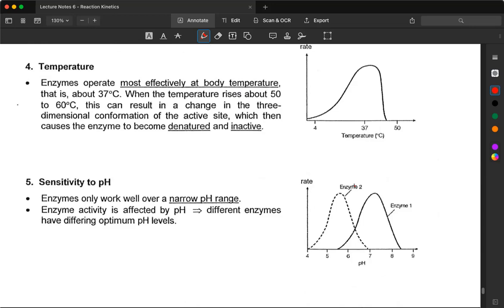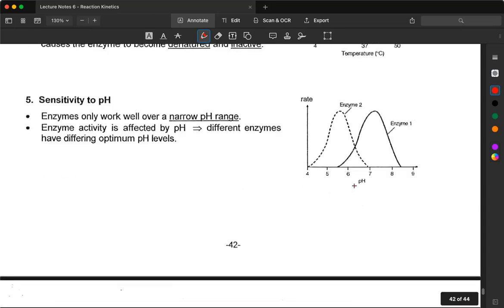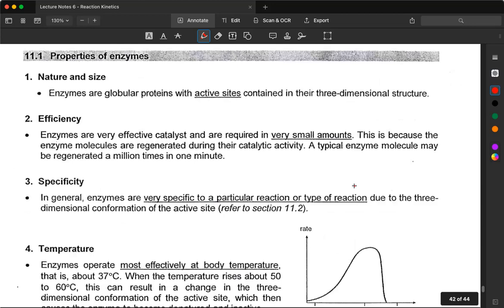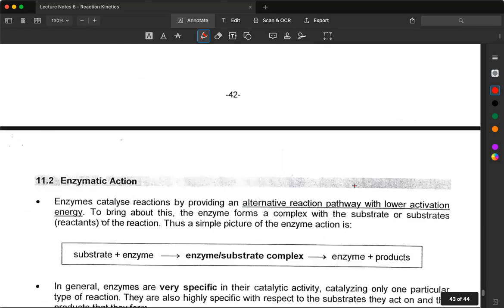They only work within a narrow pH range. So if you change the pH too much, it will not work. It will be inactive. Okay. Then these are some properties of enzymes, for those who are not familiar with, who didn't learn biology.